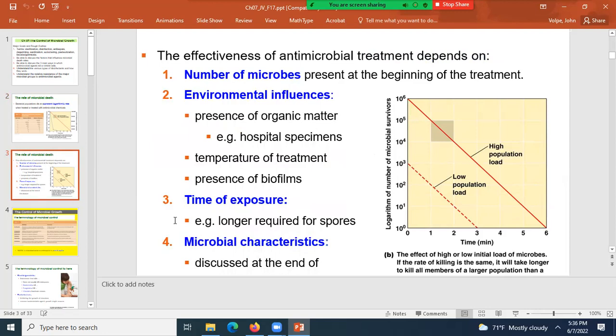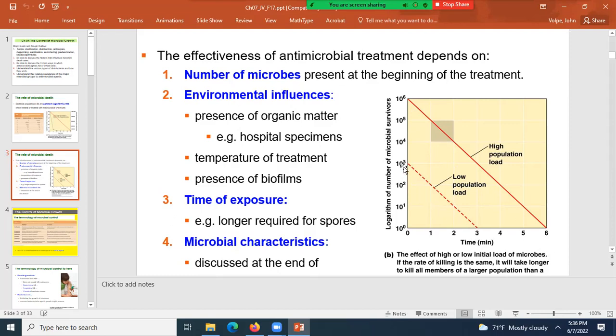The effectiveness of antimicrobial treatment depends on a couple of factors. First, it depends on the number of microbes present at the beginning of the treatment. The more microbes that are present, the longer the treatment has to be in order to kill off all of the cells. Any question about that? So if there's 10 to the 6 cells and you want to reduce it down to 1 cell, you need to expose it for 6 minutes on this treatment.